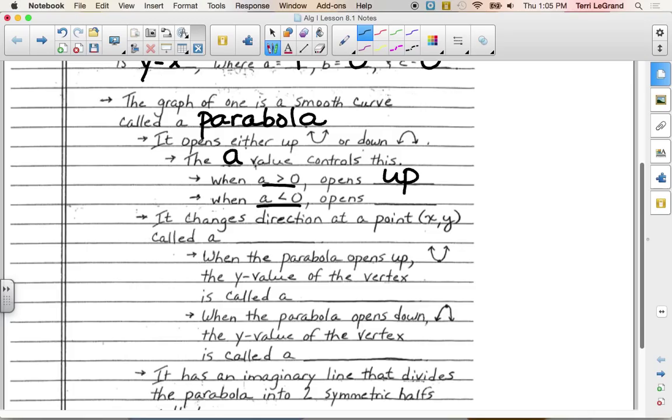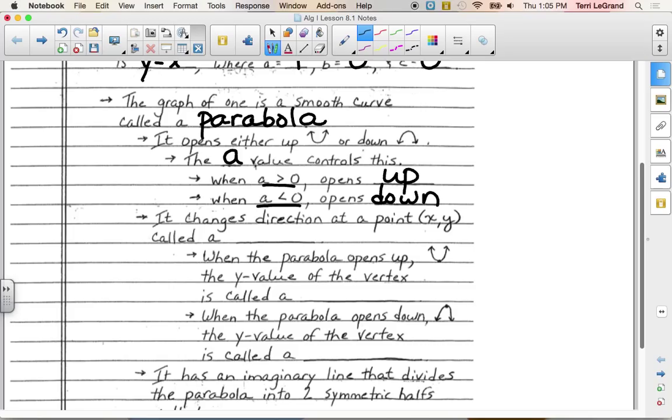Well then, there's only one on your homework that opened down. Tell me something about the A value for that one. Negative. So when A is less than 0, also known as negative, it will open down. So that's behavior we can count on.